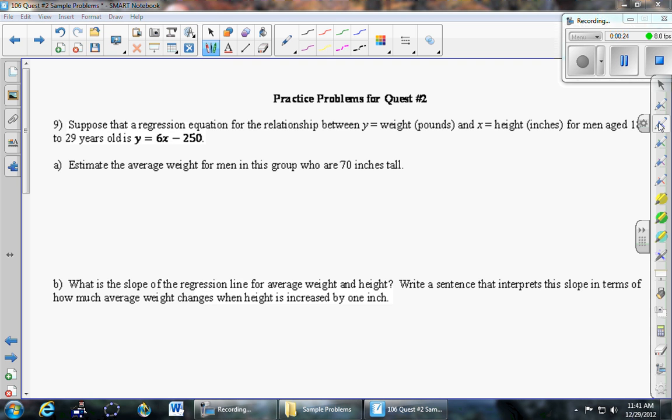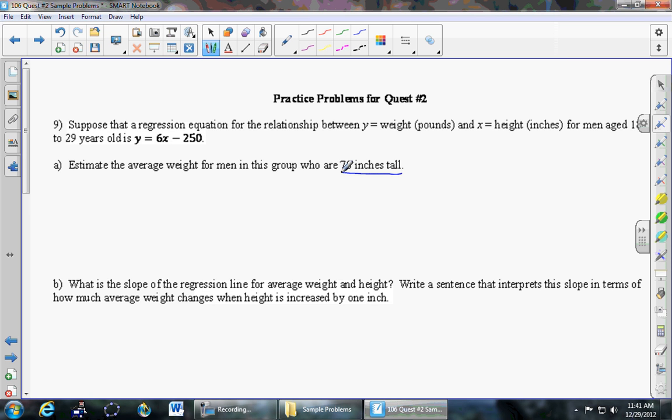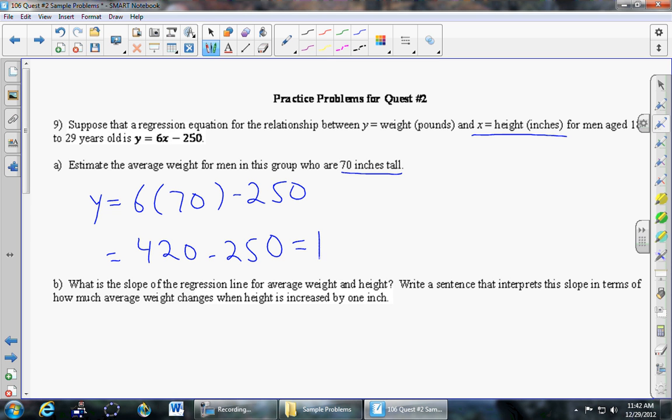So clearly we're going to be plugging 70 in for either the x or the y. This is 70 inches tall, so it must be the x. X is the height. So y is equal to 6 times the 70 that we're given, minus 250. So that's 420 minus 250, which is 170 pounds.